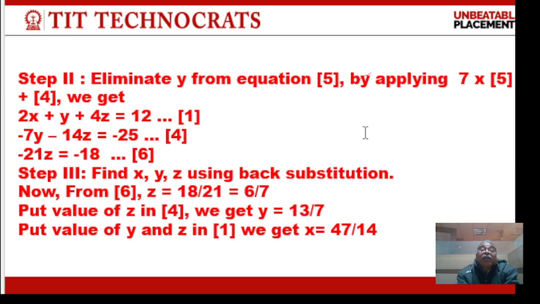In step third, find the value of x, y, z. From equation 6, find the value of z. z equal to minus 18 upon minus 21 equal to 6 upon 7. So putting the value of z equal to 6 upon 7 in equation number 4, find the value of y. y equal to 13 upon 7. Put the value of y and z in 1. We get x equal to 47 upon 14.